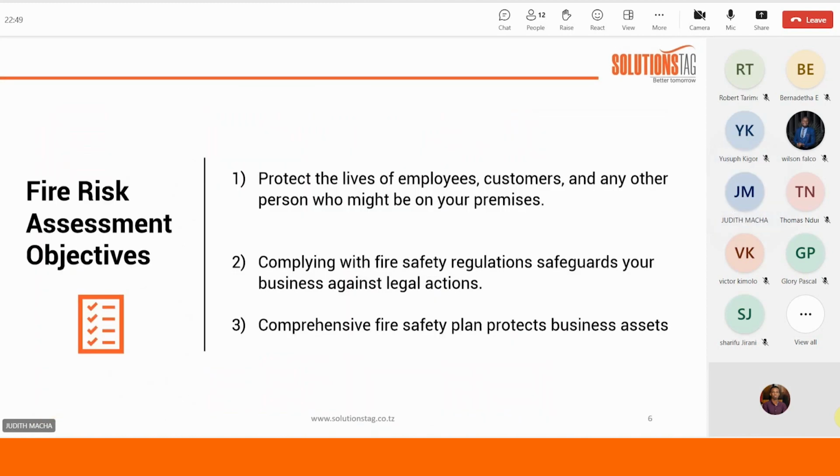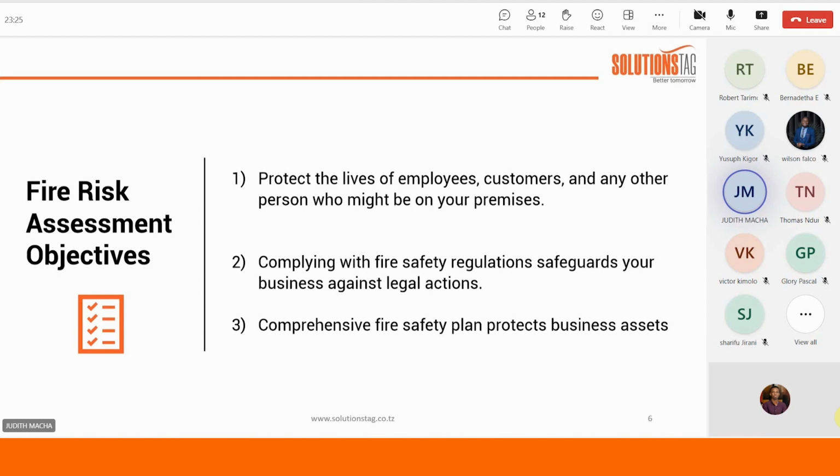As we proceed, we will see some of the objectives of fire risk assessment, which can also be the importance of this fire risk assessment. Of course, you need to protect the lives of the employees. Yes, you need to make sure they are safe. The way they came to work, they have to go back safe without any kind of incident. Especially, we are speaking of the fire incident, so they need to go back safe without any effect of fire itself or the products of fire.